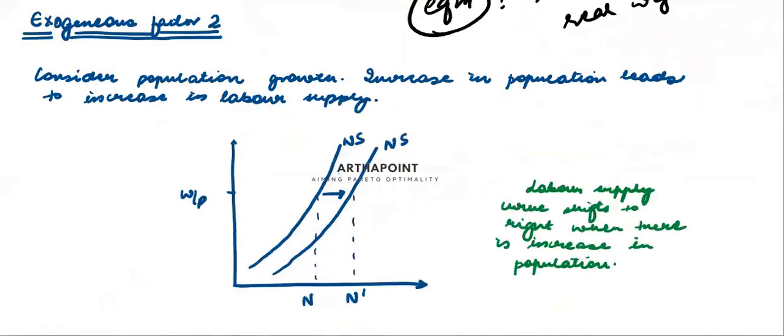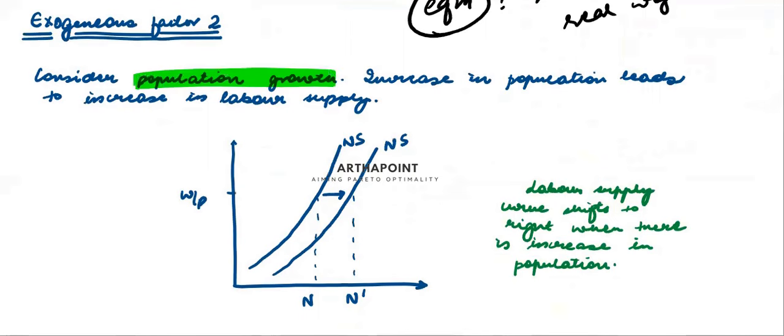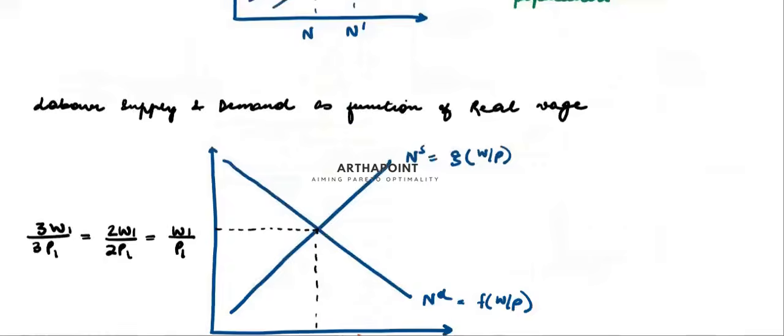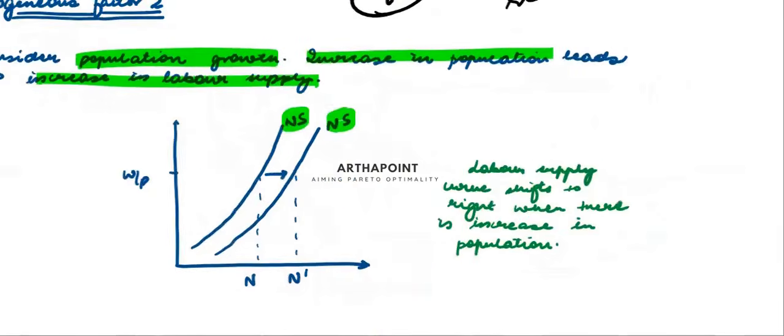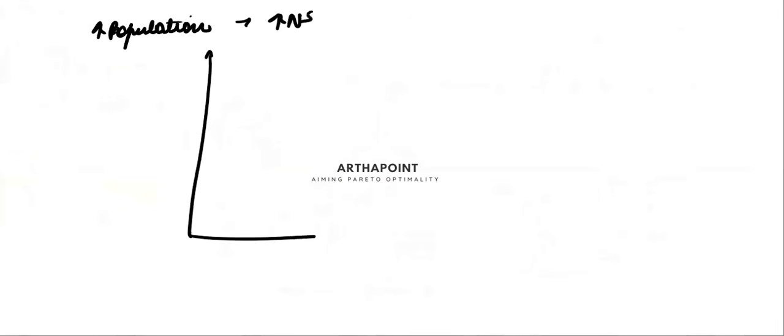Let's consider another exogenous variable. So we are considering what happens when there is population growth. So when there is increase in population, it means supply of labor will increase. So the labor supply curve will shift to the right. So let's just make it here. Increase in population will increase the supply of labor.